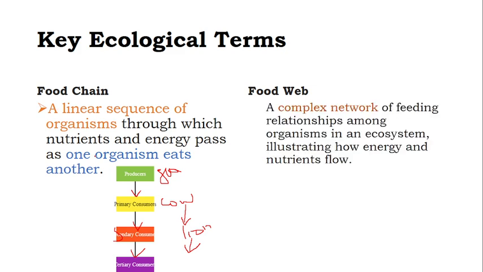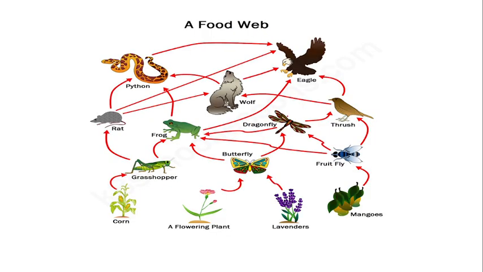Stay tuned. So there is also a thing called food web. When we say food web, it is a complex series of interconnected food chains, as simple as it is. Food web is the series of interconnected food chains, meaning that when we put many food chains together, we call it a food web. It means a complex network of feeding relationships among organisms in an ecosystem, illustrating how energy and nutrients flow. So simply, let me teach you what is food web.